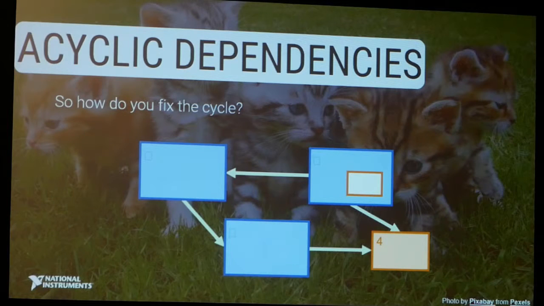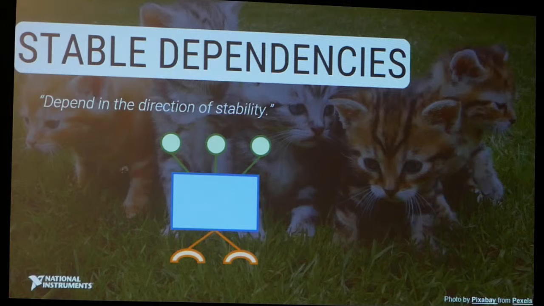So the next two principles are a little more interesting. The first one is stable dependencies. And it says to depend in the direction of stability.